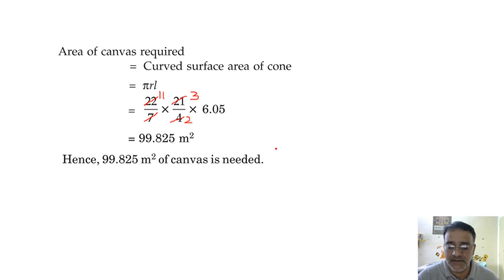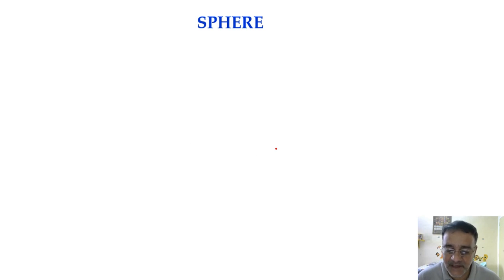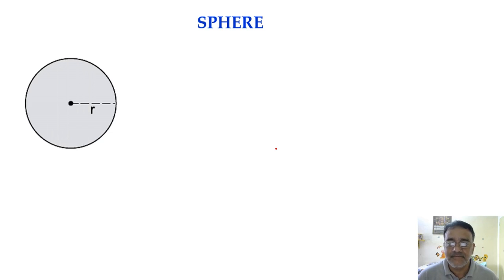Any doubt in this question? No, sir. Okay, so this is the last question of that exercise. Now we are moving towards the next topic, sphere and hemisphere. So let us recapitulate the formula. Sphere. What is the curved surface area of sphere? 4 pi r square. Right, very good.